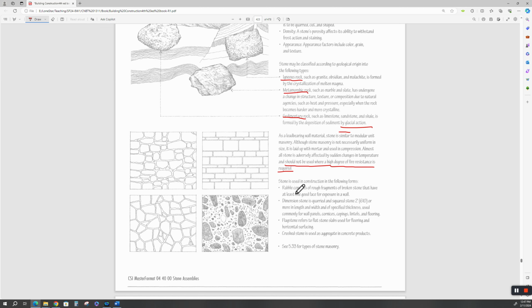But nonetheless, stone is used in construction in the following forms. We talked about rubble, riprap, filling gabions, to slow down the water erosion. Dimension stone is quarried and squared. The stone that was used to build pyramids is considered dimension stone. Flagstone refers to flat stone slabs used for flooring and horizontal surfacing. And crushed stone is used as aggregate in concrete products, whether it's hard aggregate or limestone aggregate or a mix.